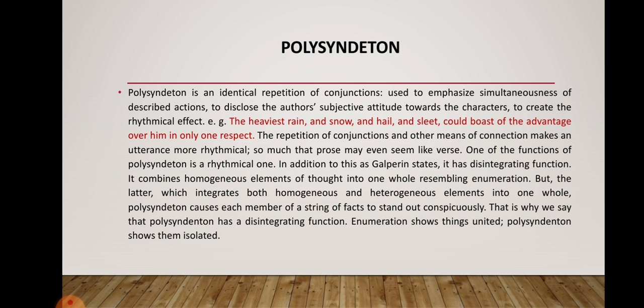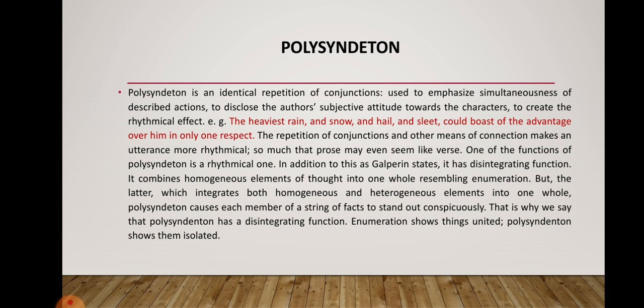Polysyndeton is an identical repetition of conjunctions used to emphasize simultaneousness of described actions, to disclose the author's subjective attitude towards the characters, to create the rhythmical effect. For instance, the heaviest rain and snow and hail and sleet could boast of the advantage over him in only one respect. So here we can see the repetition of the conjunction "and."